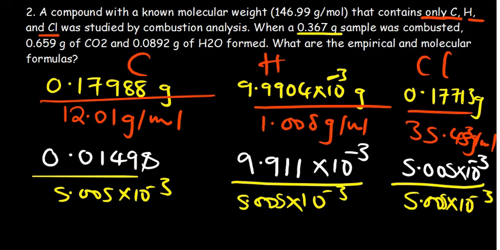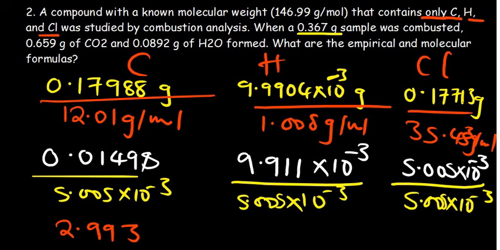So I'll start from the other side. 0.01498 divided by 5.005 times 10 to the power negative 3. So to 4 significant figures, 2.993.